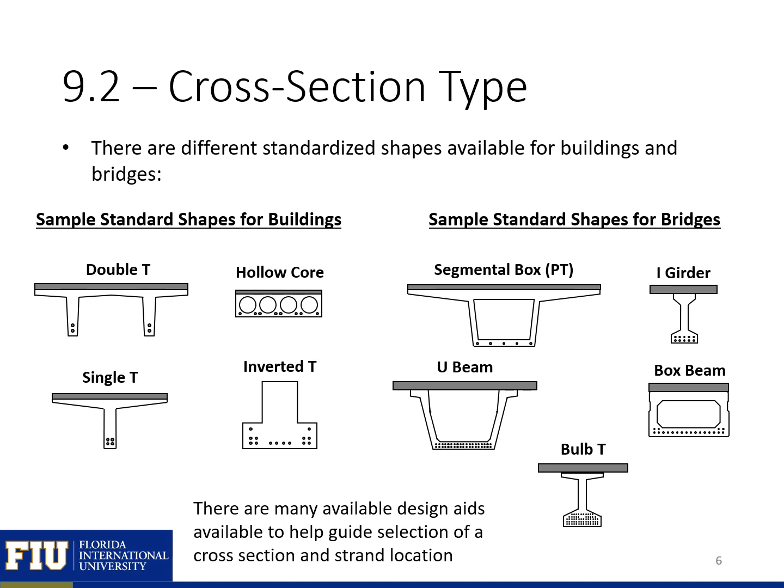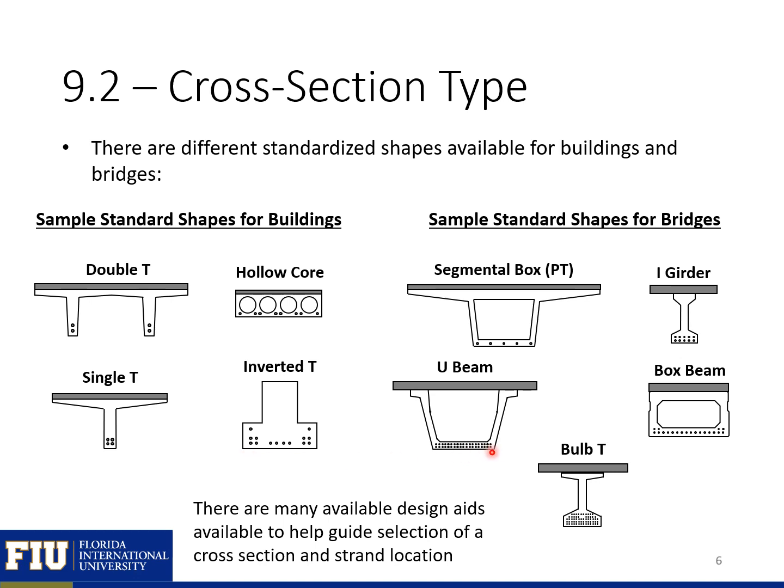As I said, there are different standardized shapes that are available for buildings and bridges. And typically precasters will either focus on all building products or all bridge products. So you'll work with a different precaster depending on what type of structures you're working on. With buildings, some of the primary ones are double T sections and hollow core, which is just a slab with these cylindrical voids running down the middle of it. And then some others are single T's and inverted T's. So these are four of the main standard shapes for buildings.